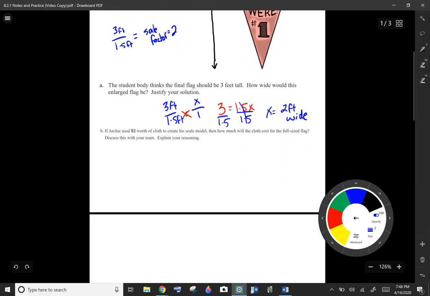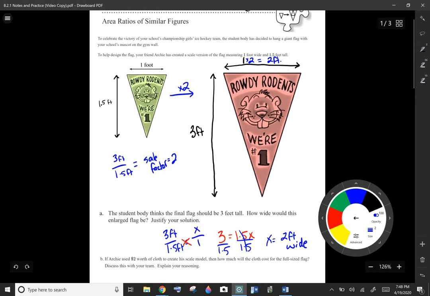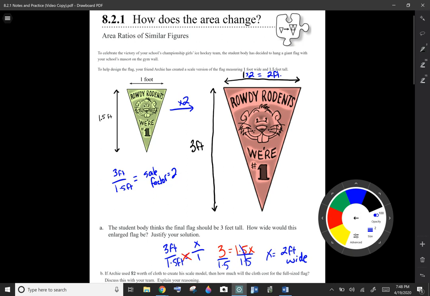For part B, now it's asking us if Archie used $2 worth of cloth to create his scale model, how much will the cloth cost for the full-size flag? So it's asking us to discuss with the team. I will work through this with you instead. If we know that the flag is 2 times as big, you might think if it's 2 times as big, that means it's going to cost twice as much.